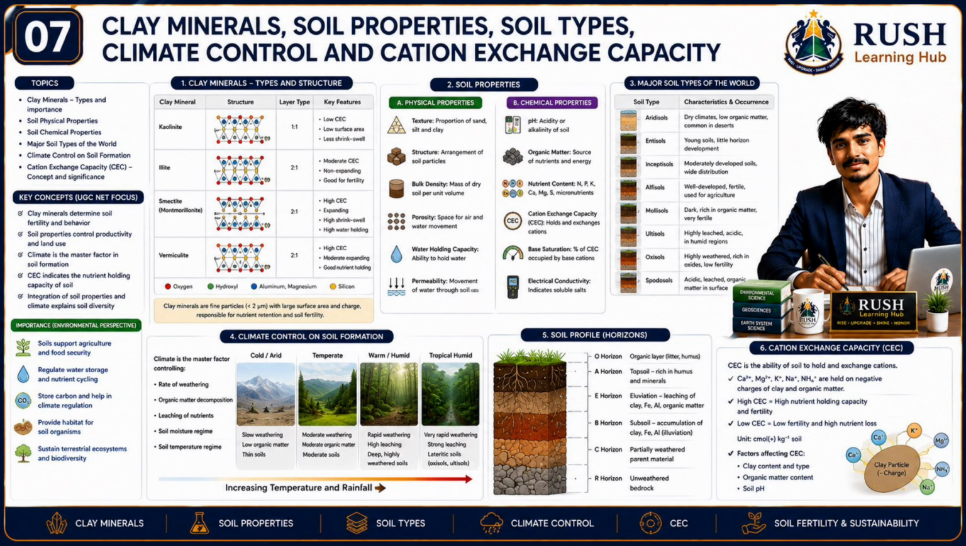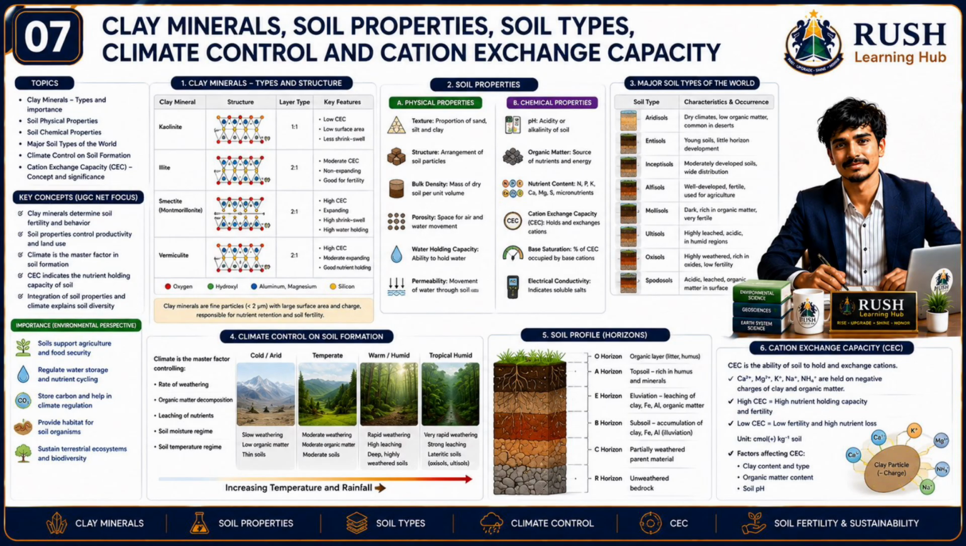Let us begin with clay minerals. Clay minerals are secondary minerals formed mainly through chemical weathering of primary silicate minerals. They are extremely fine particles, generally less than 2 micrometers in size, and possess large surface area and negative charges. These characteristics enable clay minerals to retain nutrients and water, thereby playing an important role in soil fertility.